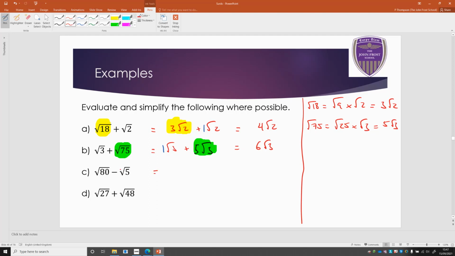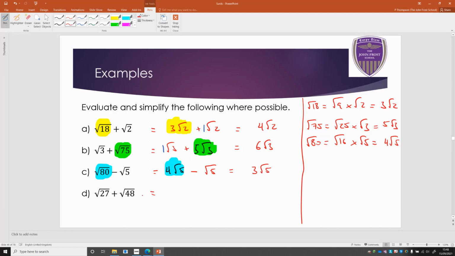Again, part C. Root 5, dead. Root 80, alive. So root 80, we've done it before. Remember, the best square number here is 16. It's 16 times 5. So this actually is 4 root 5. So this is 4 root 5 minus 1 root 5. See, here's the root 80 in blue. 4 root 5 minus 1 root 5 is going to be 3 root 5.